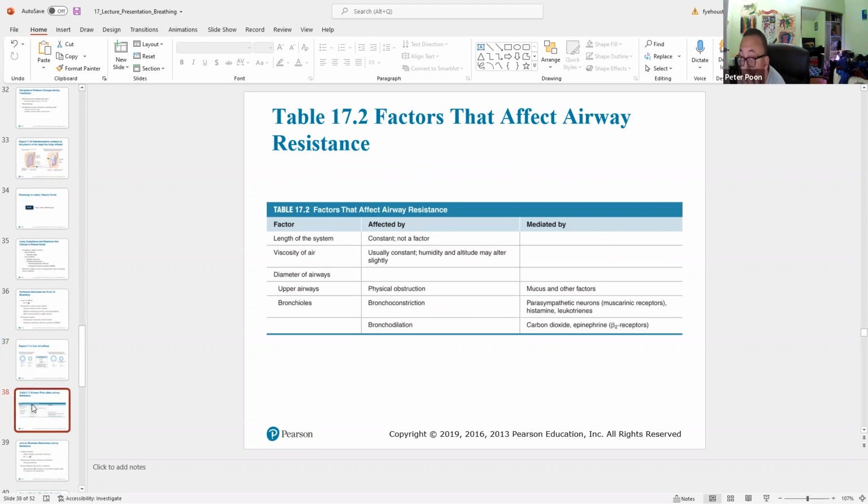So the factors that affect airway resistance. The liquid system is always constant. The viscosity of air is close to being constant. The diameter of the airways, the physical obstruction, the bronchial constriction or dilation.